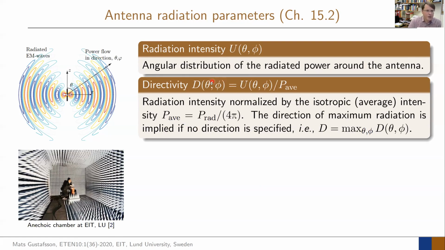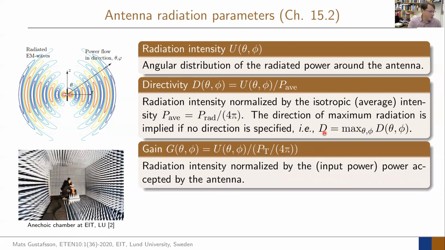If we don't write out these angles here, we typically mean the maximum value of it. If you just see an antenna, like this dipole, people would say it has a directivity of 1.64. That is the maximum value that comes out, but it's lower in other angles.